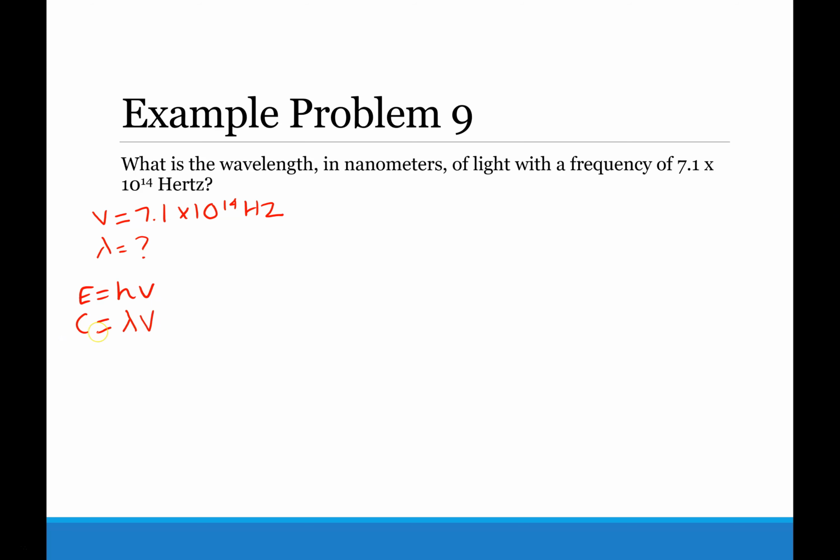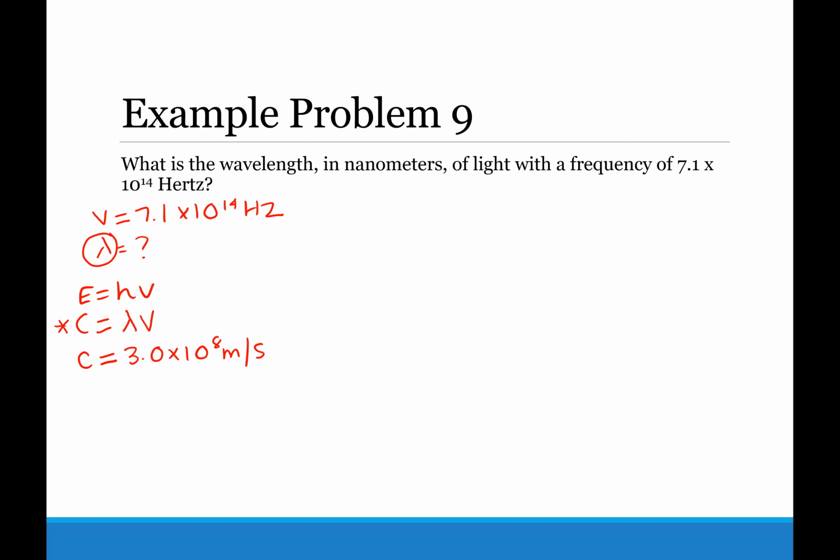Just from looking at the two equations, it should be pretty clear that we're going to be using c equals lambda times v because we are looking for the wavelength here. c is a constant. c is going to be the speed of light, and that will be given to you on the exam. And so the speed of light, going back to previous PowerPoints, is still going to be 3.0 times 10 to the 8 meters per second.